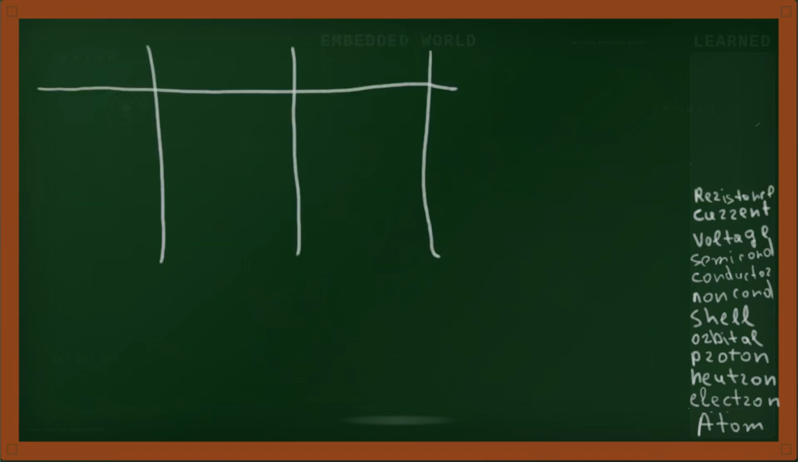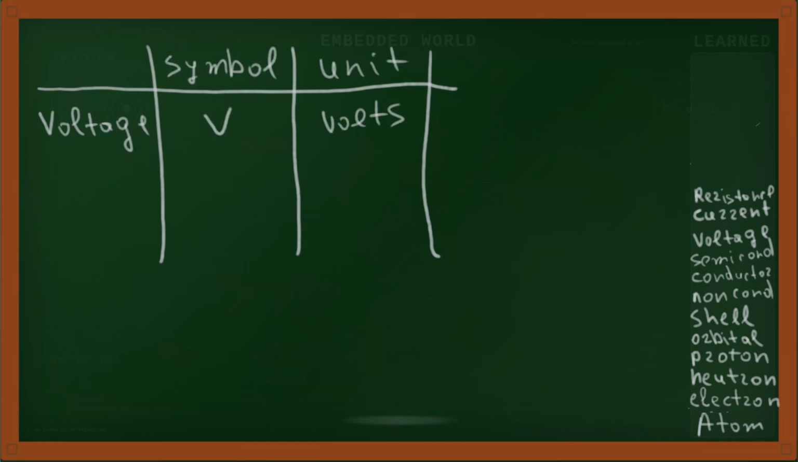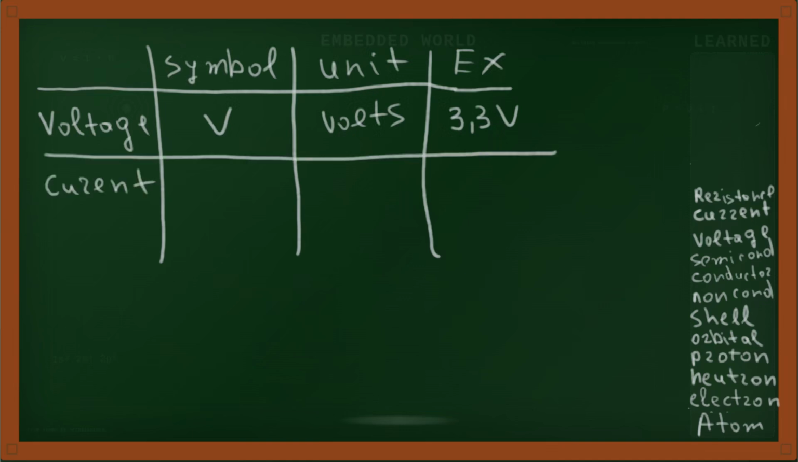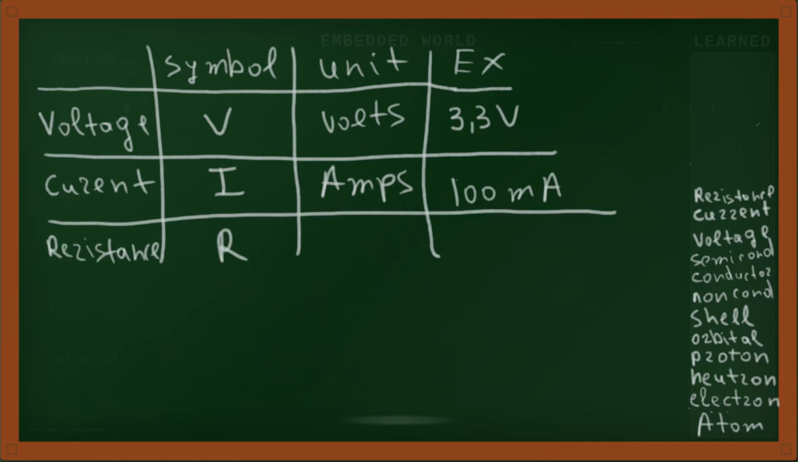Now let's make a table for those three to explain. First, voltage. Its symbol is V, unit is volts, and it can be represented as like 3.3 volt. Next, current. Its symbol is I, unit is amps, 100 milliamps for example. Resistance. Its symbol is R, unit is ohms, 1 kilo ohm for example. Those three make fundamentals of electricity, and they are even related to each other.